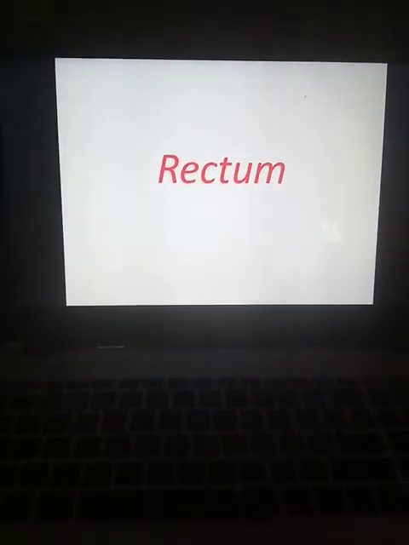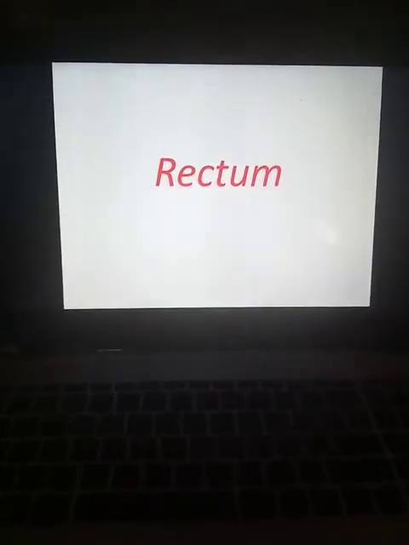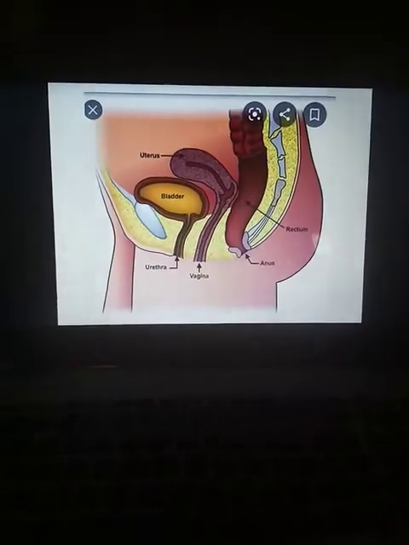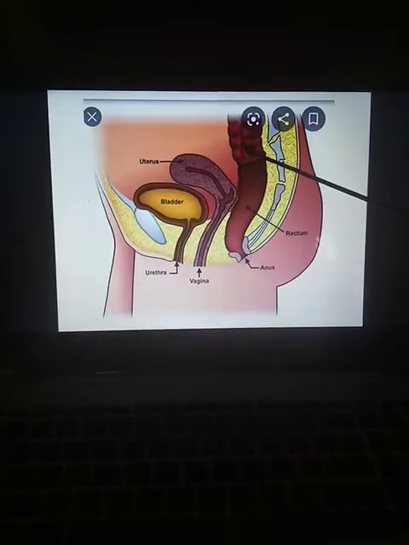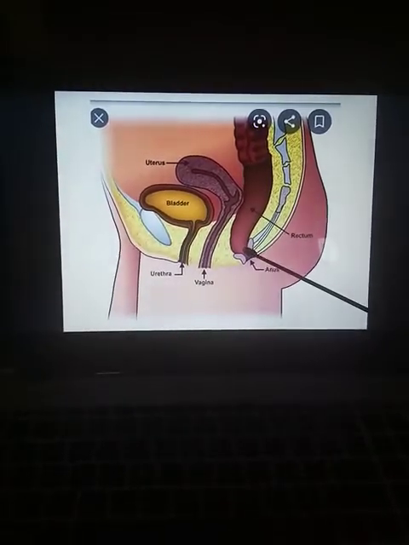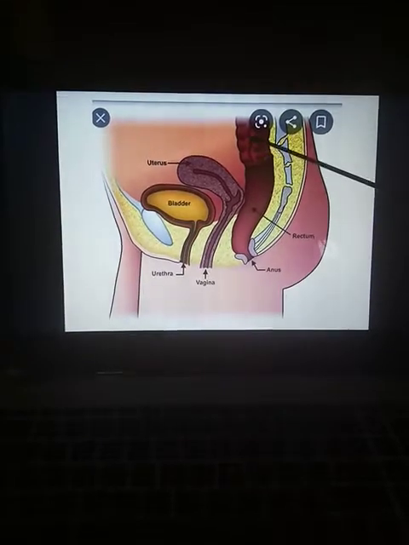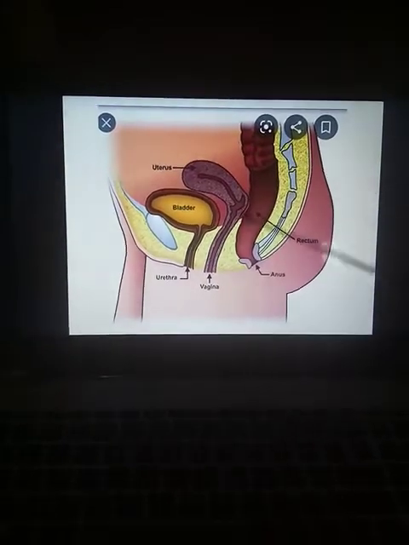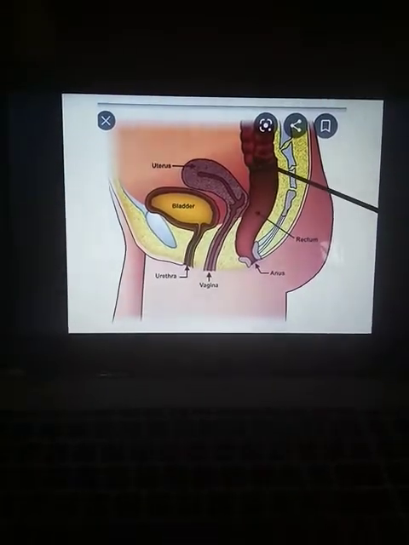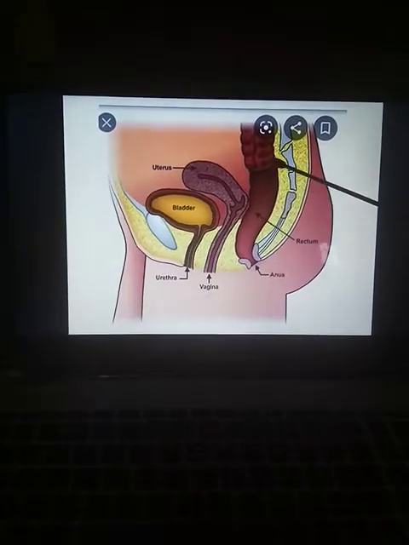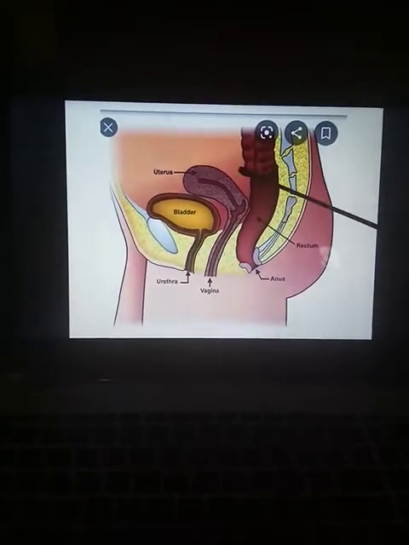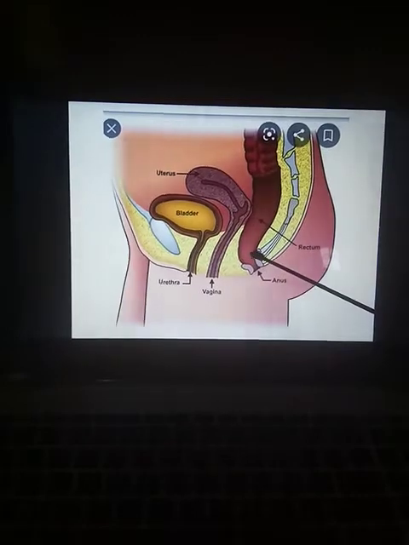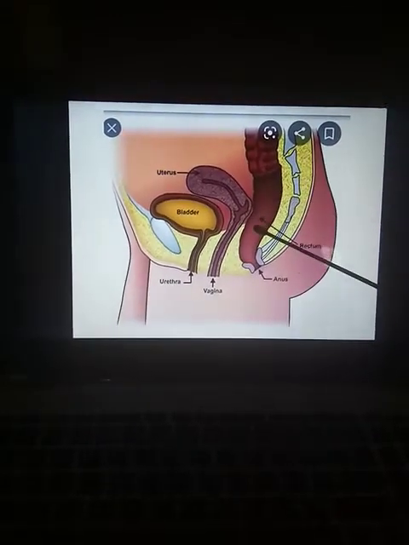As you know, the rectum is the distal part of your large intestine. It is present between your sigmoid colon and anal canal. This is your sigmoid colon and this is your anal canal. Your rectum is present between the sigmoid colon and the anal canal. It extends from the rectosigmoid junction to the anorectal junction. This is your rectum.